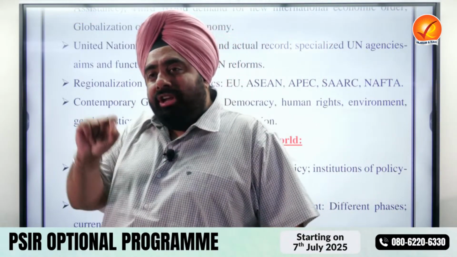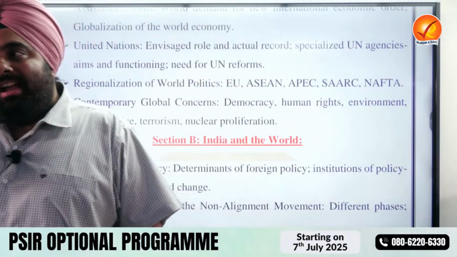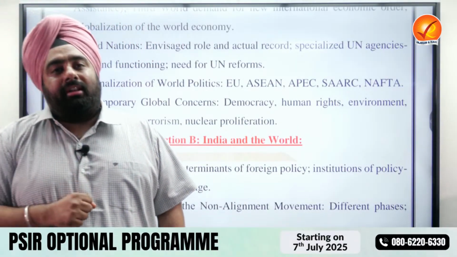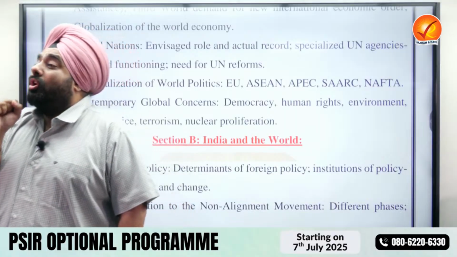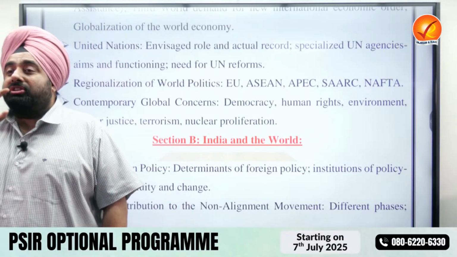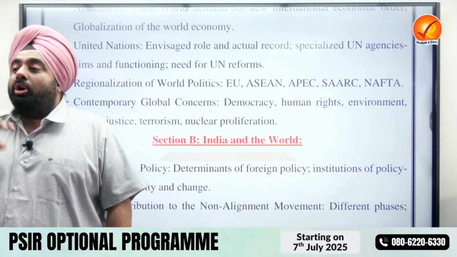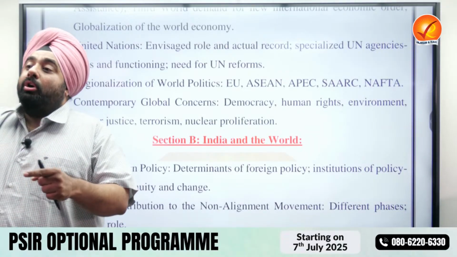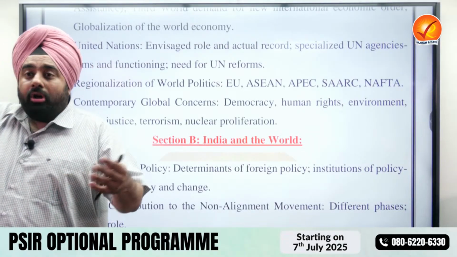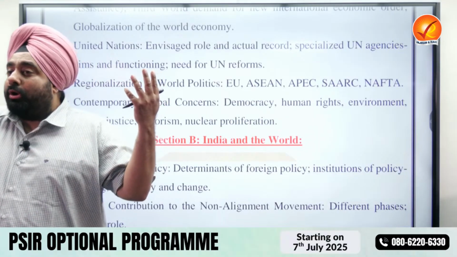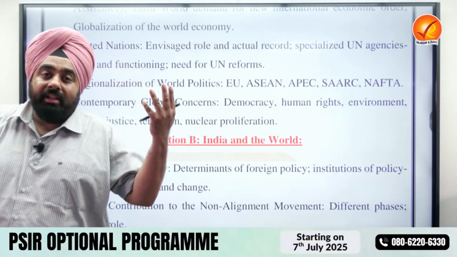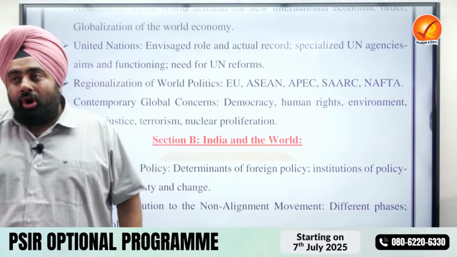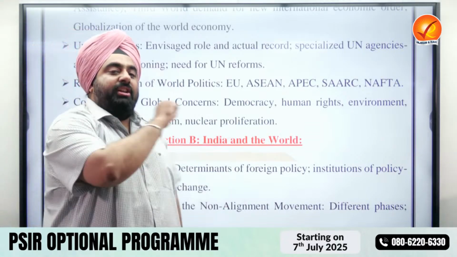In fact, the number of regional organizations in the world is day by day increasing. This is called regionalization of world politics. What is a regional organization, students? A regional organization is a body whose members belong to a particular region of the world. Whereas in UN, the members belong to the entire world. All continents, all countries are members of UN. 193 countries are members. Except a few exceptions, the majority of them are members. But in regional organizations, only countries of a particular region would be members.